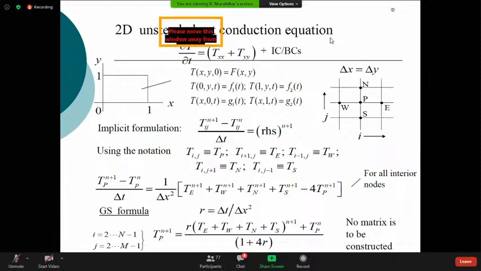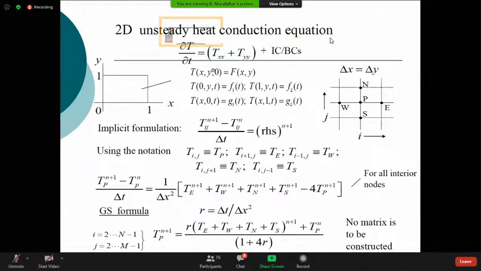Let's take a look at a 2D problem. It's a square region and the grid has I index and j index for x and y and n index for time, I, j and n. So we have Tijn plus 1 minus Tijn divided by delta t is equal to the right hand side evaluated at n plus 1. That is the implicit formulation. East, west, north, south, that's the notation used for representing the neighborhood of point P.